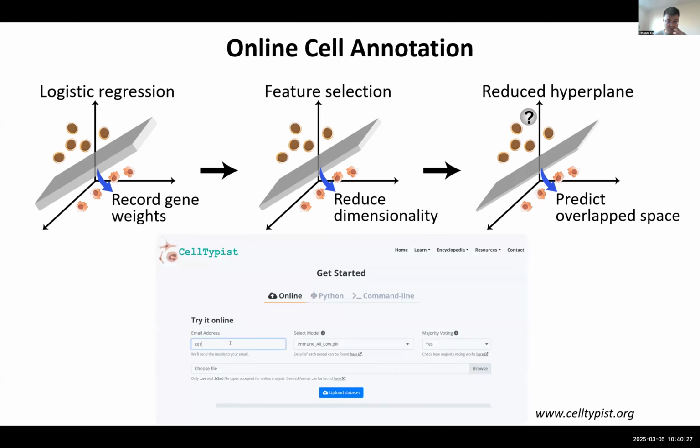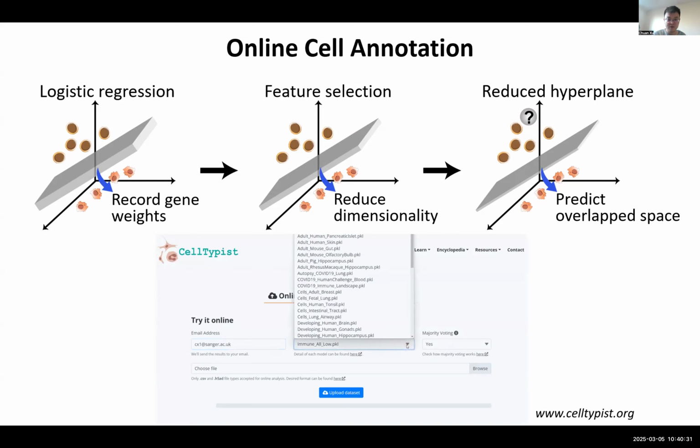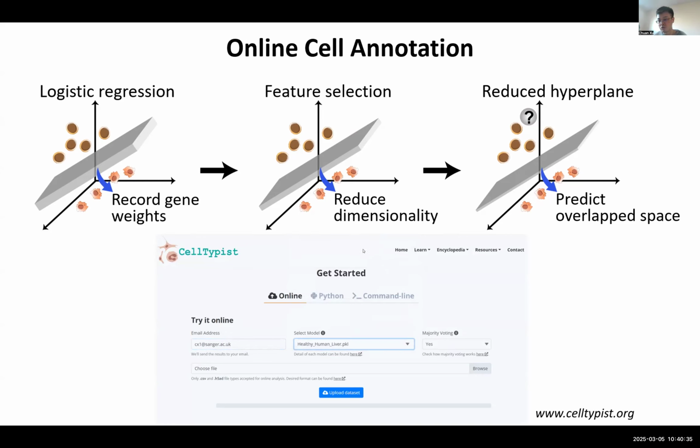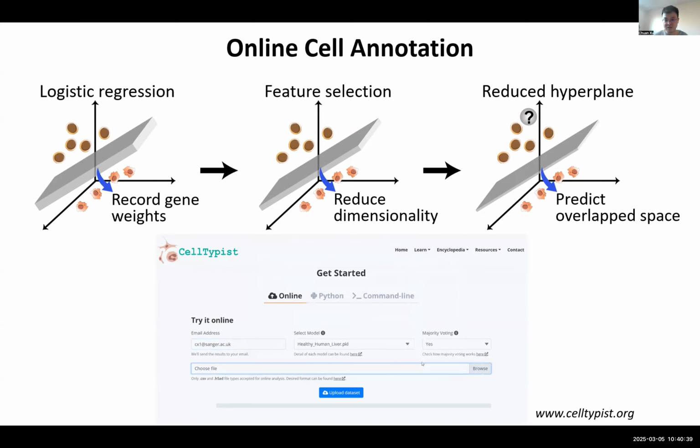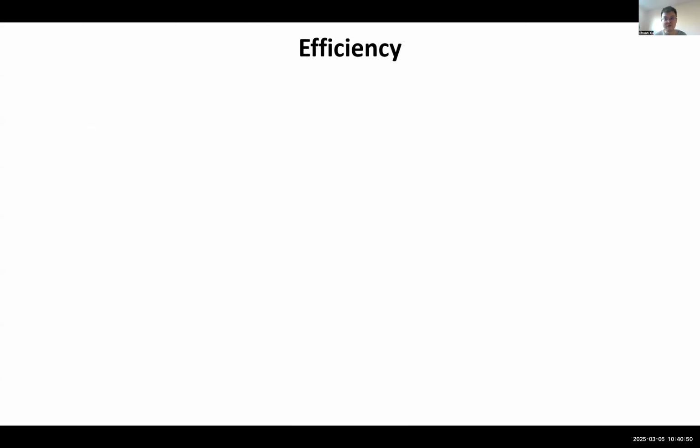Building on this, we developed an online interface to quickly transfer cell type labels from different CellTypist models to your data of interest, which will also facilitate cell type annotation for users without coding experience. So please try it out here at this website. And of course, a good model should be very efficient.